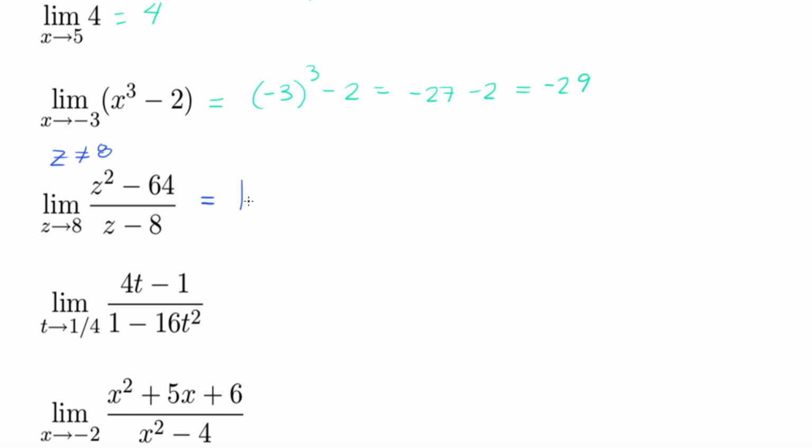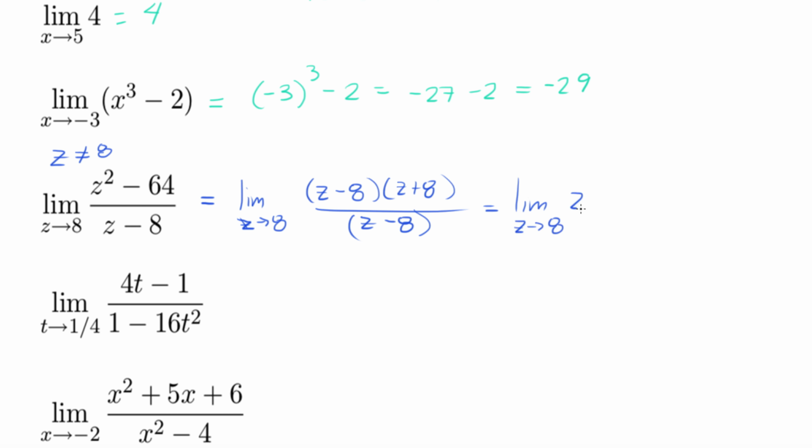We're going to factorize. So this is the limit when z approaches 8 of z minus 8 times z plus 8 over z minus 8. Okay? Now, notice that z minus 8 divided by z minus 8 is equal to 1, given that z is not 8. So now we're left with the limit as z approaches 8 of z plus 8. And in this case, we can just plug in 8 and get 8 plus 8, which is 16. So at 8, we have a removable discontinuity, which means that it's not defined at 8, but the limit does exist and it is equal to 16.